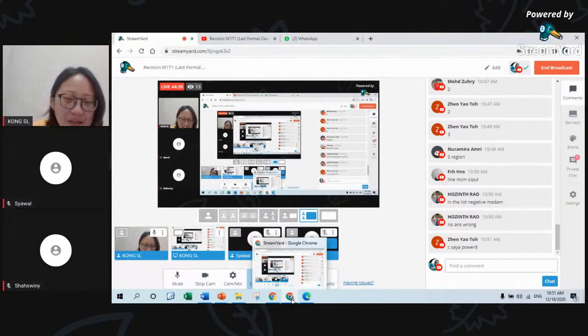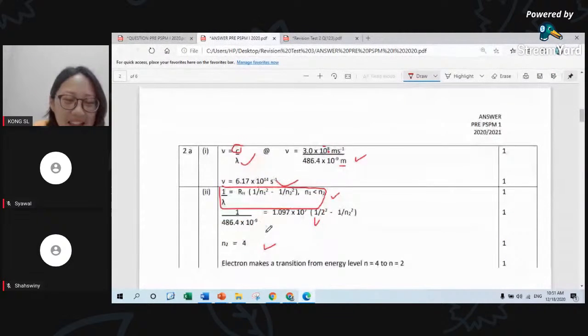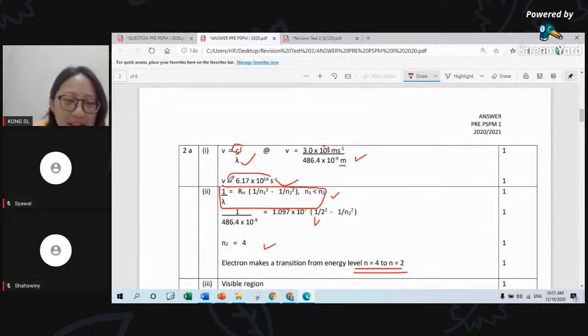Okay. Never mind. You just double check. Okay. The answer, 6.17, is correct. Just the power. Since you know the concept already, never mind. Okay, we can proceed. For next, Dor, show your answer. 6.17 times 10 to the power. Hozin and Dor, show your answer in the comment. So let your friend check.